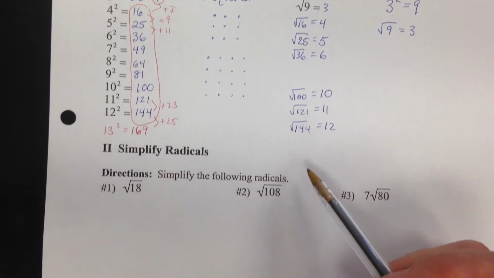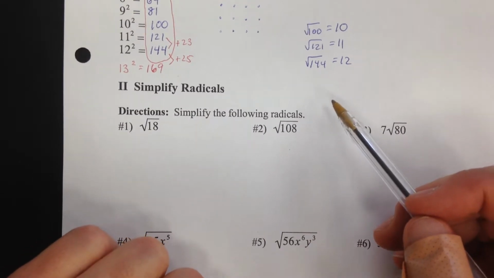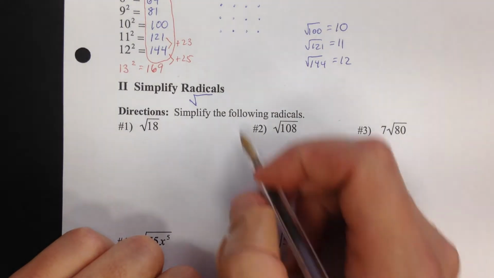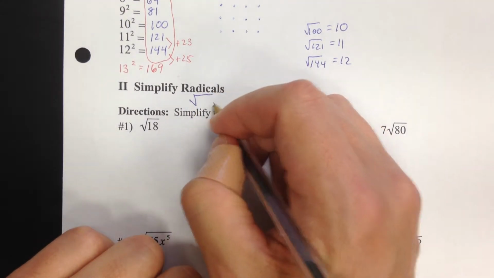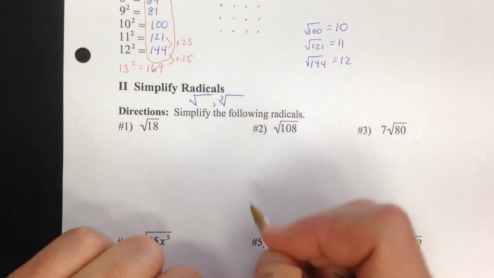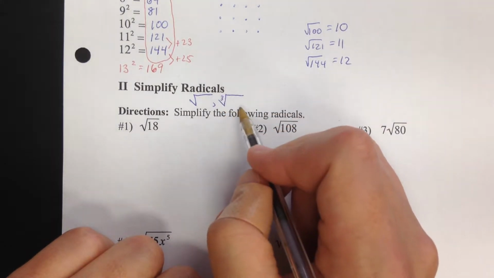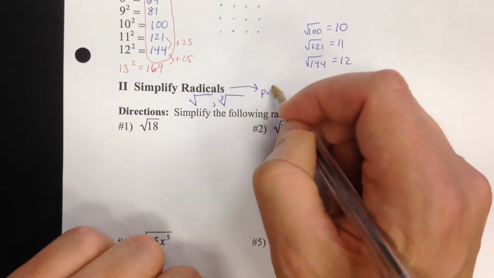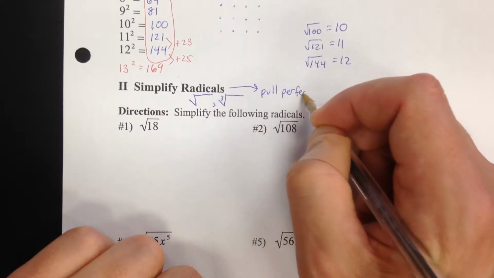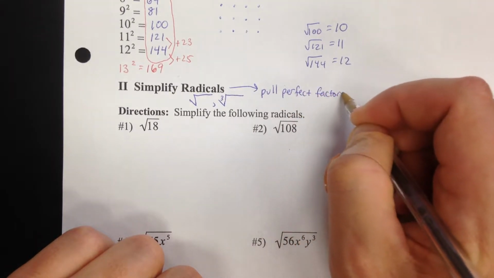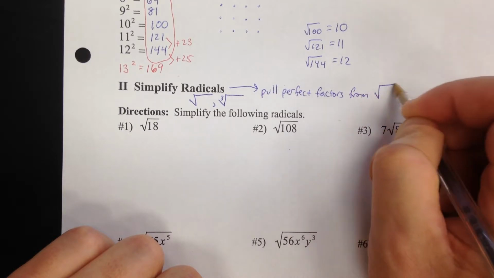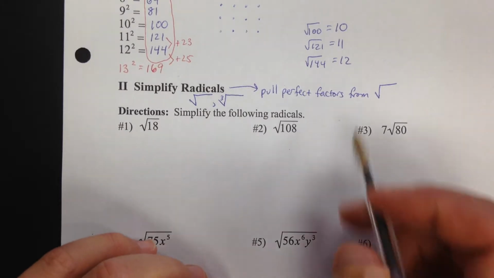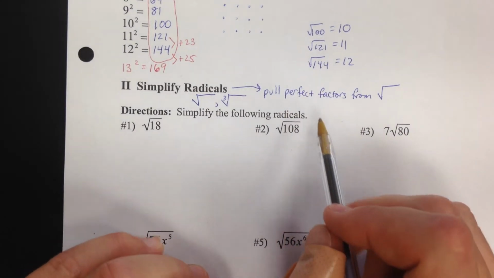Now what it means to simplify radicals, and this is our main topic for today, simplifying radicals. The radical is this symbol. Now most of the time you look at it as a square root, but it could also be what we call a cube root, a third root, it could be a fourth root, it could be anything else. But to simplify a radical means to pull the perfect factors from the radical. Pull the perfect factors from that square root symbol or cube root symbol. Now I'm going to explain what that means here in a second.